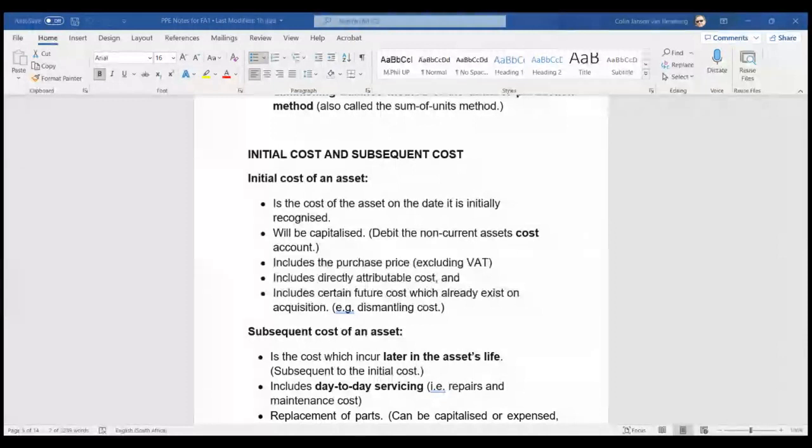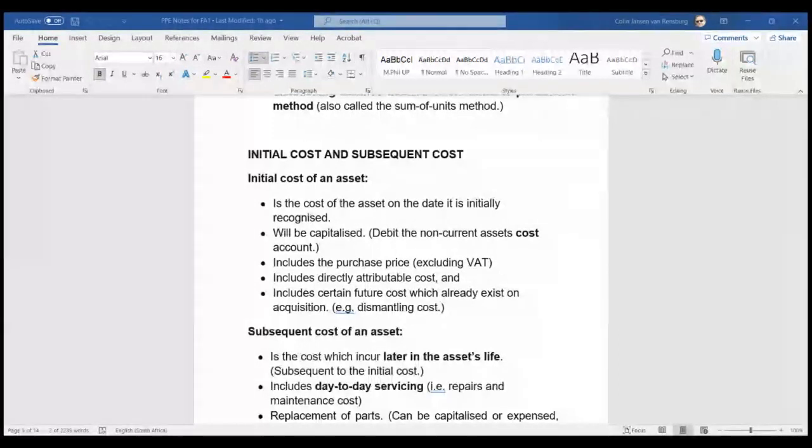But our default, if a question doesn't mention anything, we will accept that the business is a registered VAT vendor. If it isn't, then they will specify that. Then they will certainly tell you that it's not a registered VAT vendor. To cut a long story short, if it's a registered VAT vendor, the purchase price excludes VAT. It's not a cost to the business. If the business is not a registered VAT vendor, it is a cost to the business because they cannot claim it back, and then the VAT must form part of the purchase price.